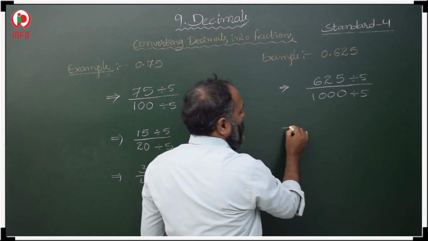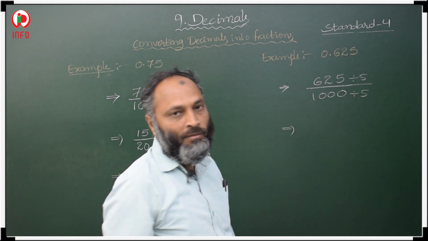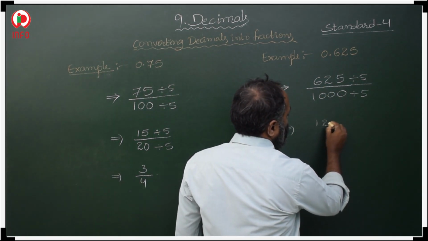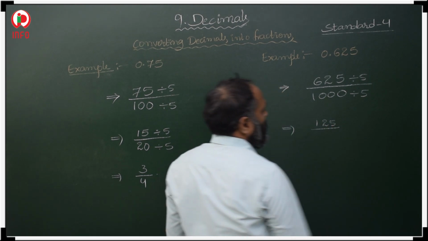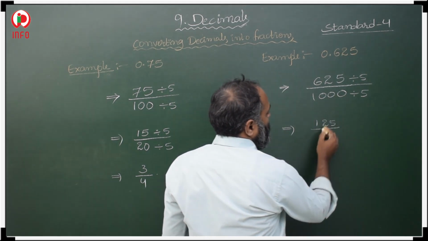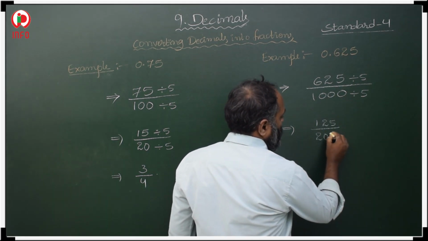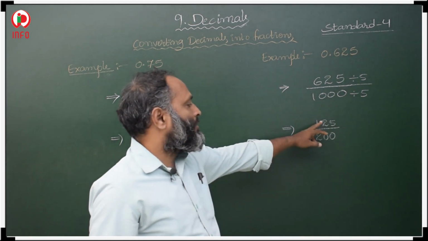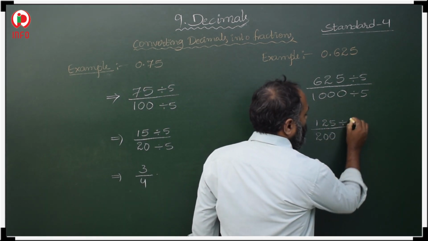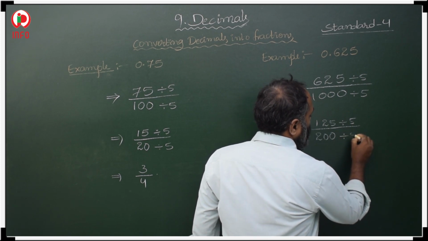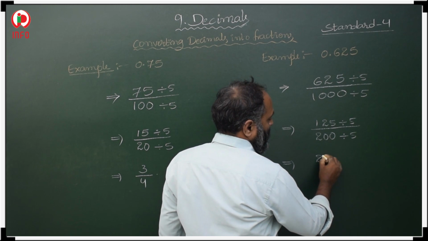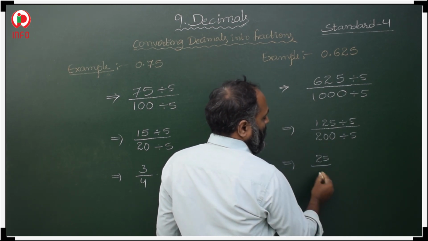In the 5 table, 625 is 5 times 125, and 1000 is 5 times 200. Again, 125 and 200 divide with 5. Again you divide with 5. 125 divided by 5 is 25, and 200 divided by 5 is 40.